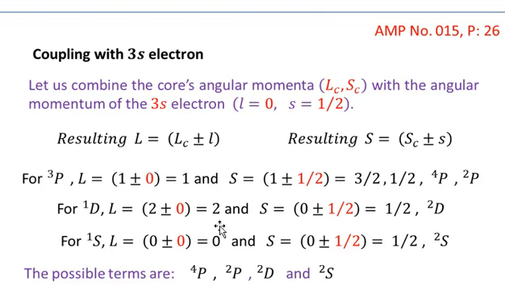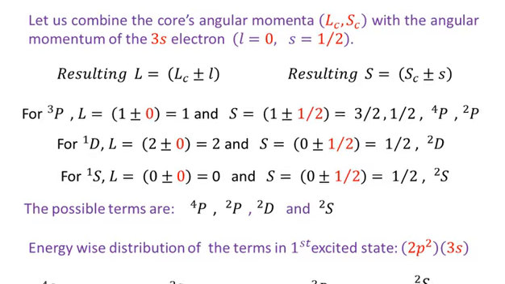I have obtained capital L is equal to 2 and capital S is equal to 1 half. So capital L is equal to 2 means that we are talking about the D term, and capital S is equal to 1 half means that the multiplicity is 2. So I have used 2 as the multiplicity with the term D. By combining 1D obtained from the 2p2 state with the 3s electron, I have obtained the corresponding term with multiplicity as 2D.